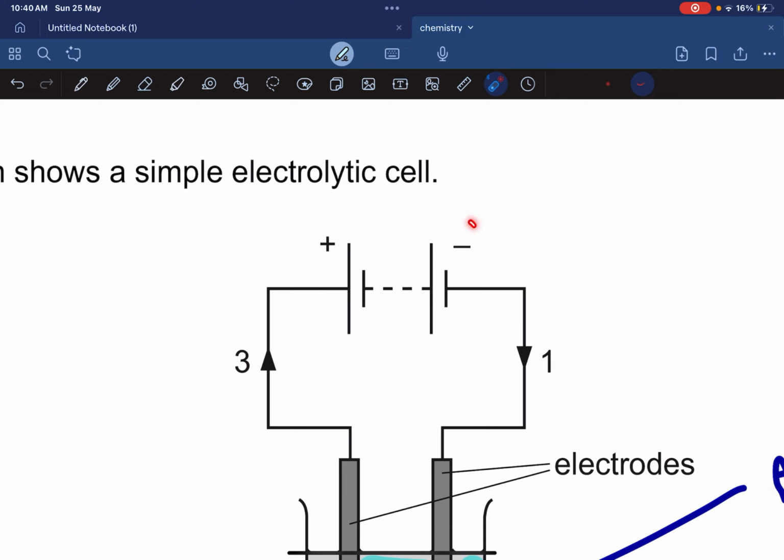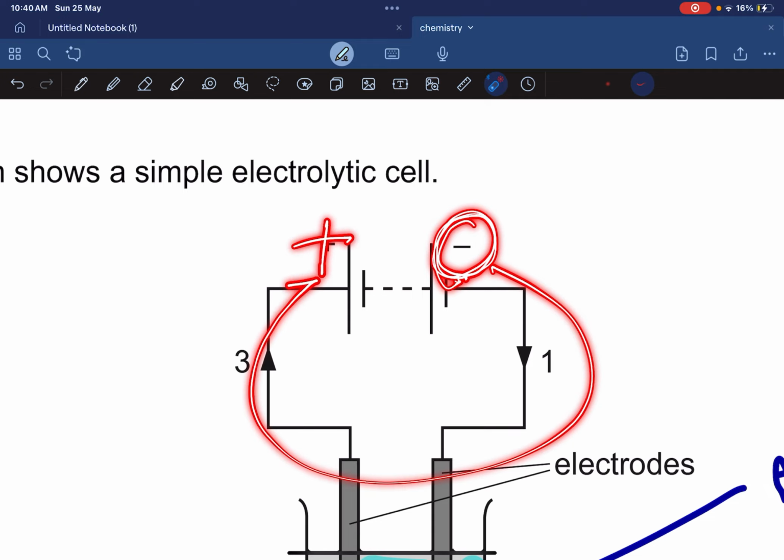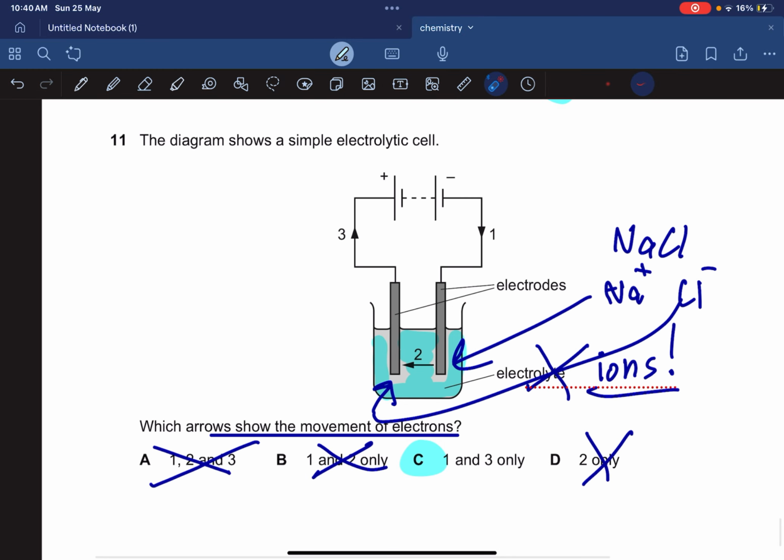Electrons are being pushed out or repelled by the negative terminal of the battery and are attracted by the positive terminal. So they move from the negative towards the positive. And the arrows indicate the direction of electrons.